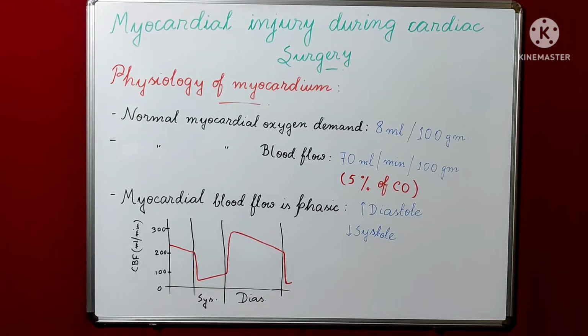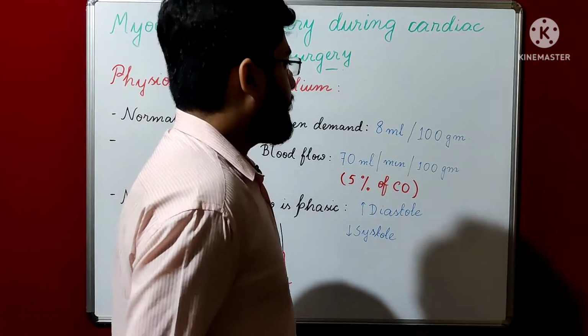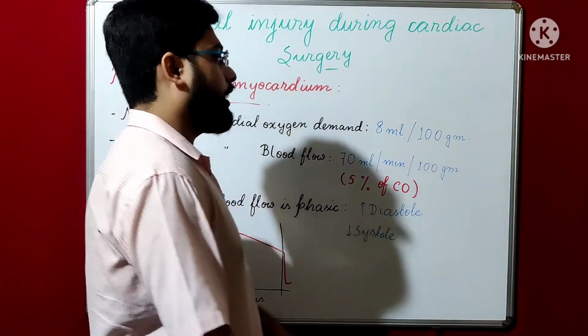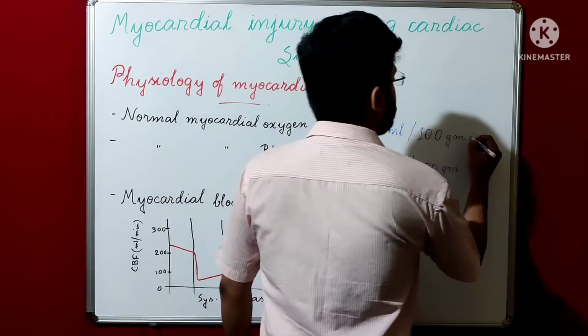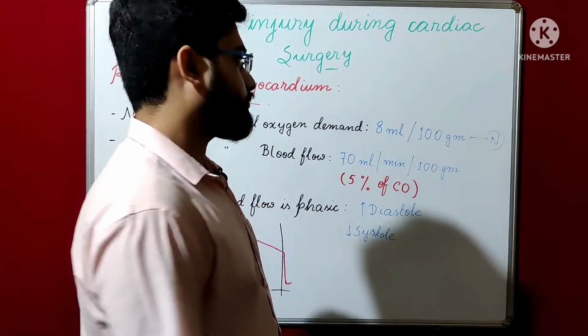The first and most commonly asked question is the normal myocardial oxygen demand. That means how much oxygen a normally functioning myocardium needs. It is almost 8 ml of oxygen per 100 gram of myocardium for a normally active myocardium.